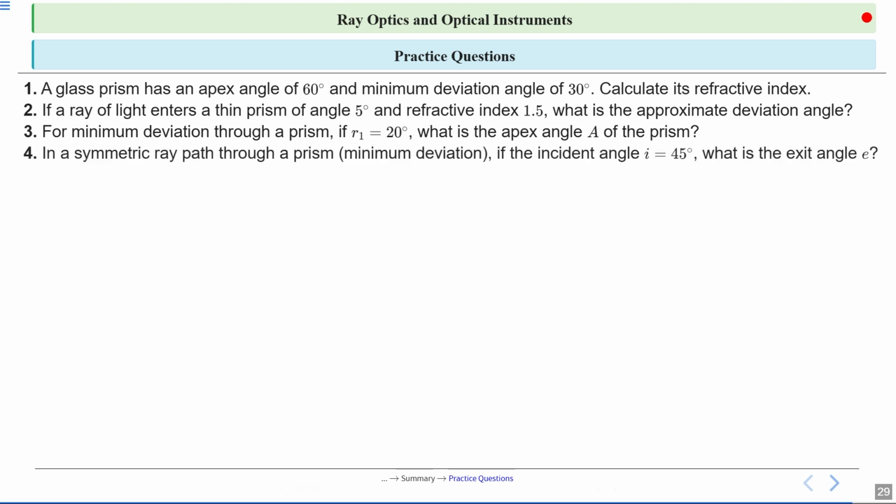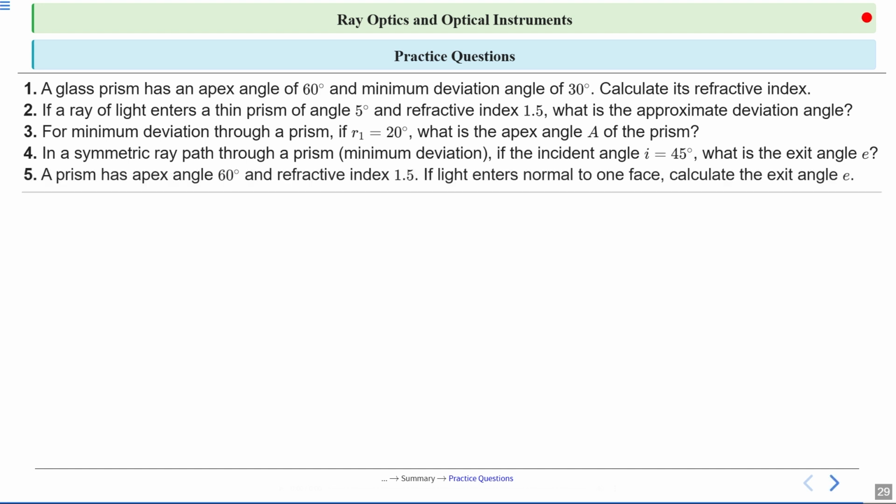Next, we have the question about a symmetrical ray path through a prism, specifically during minimum deviation. If we know the incident angle, we need to find the exit angle. This illustrates the symmetry in light's path when the deviation is minimized, which is a key concept in ray optics.